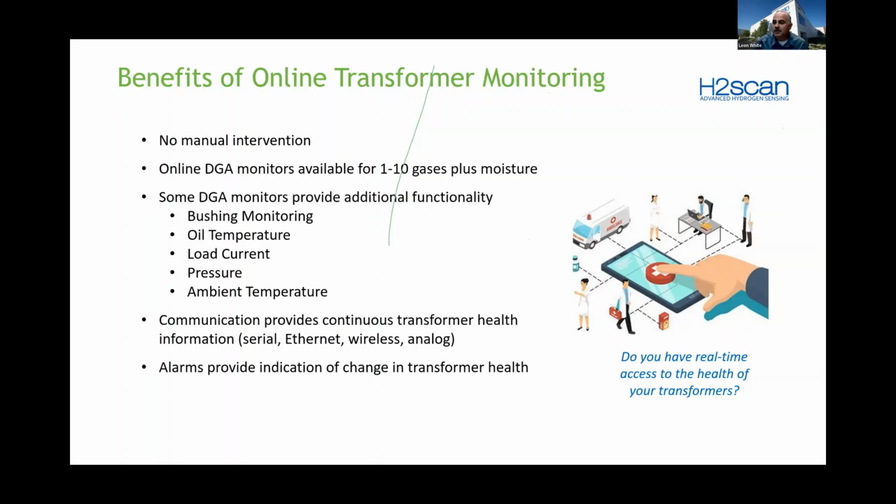So one of the big things recently is people are adding bushing monitors to the DGA. Of course, normal things that you get with DGA monitors are things like oil temperature. A lot of DGA monitors have inputs for load current, pressure, and ambient temperature. The communications provide continuous transformer health information. So a lot of the monitors provide serial communications.